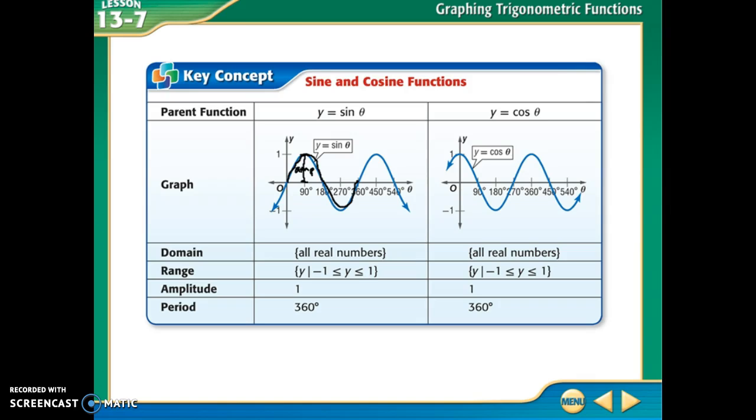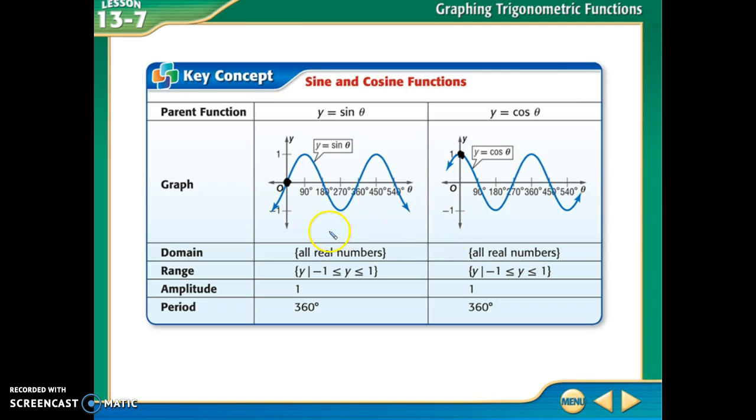All right, if you notice, the sine and the cosine graphs look very, very similar. The difference is that sine goes through 0, 0, and cosine goes through 0, 1. Other than that, they are the same. So make sure you remember that sine always goes through 0, 0, and cosine is going to go through whatever your amplitude is.